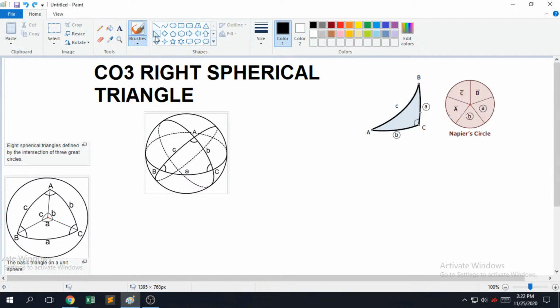So if we look at this illustration, we have a triangle formed, this triangle, for example. It's like a curved triangle. It's not a plane triangle, wherein a plane triangle is a flat triangle. This is a spherical triangle. It curves according to the surface of the sphere.